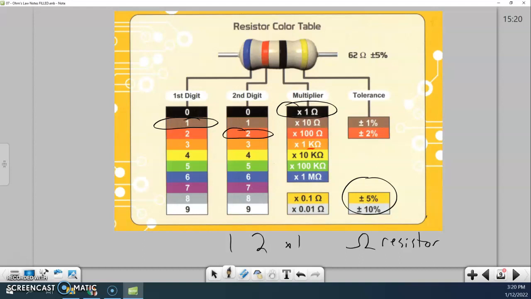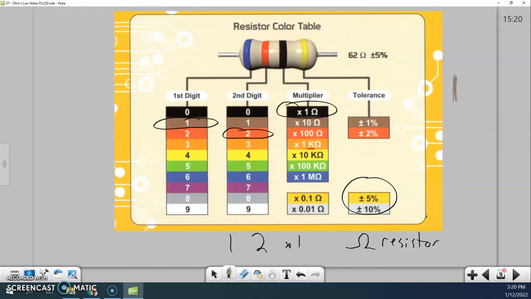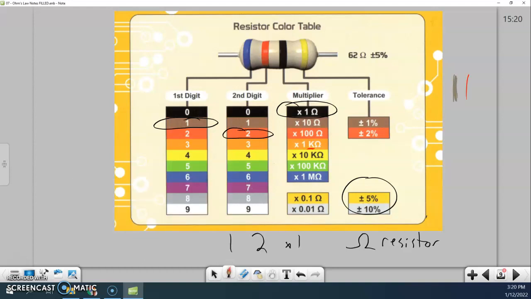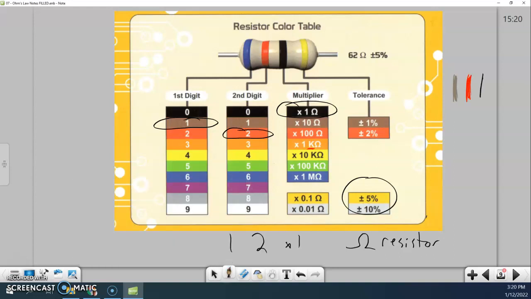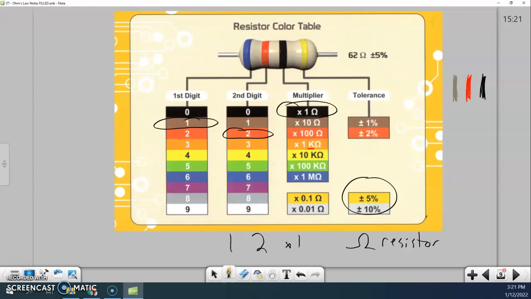So I would want to see, do I have brown in here? We'll call that brown. I'm looking for a resistor that has a brown stripe, a red stripe, a black stripe, and a gold stripe, shiny gold stripe. There. If I can find a resistor that looks like this, I have my 12 ohm resistor. And that would work with the scenario that we had in Ohm's law.